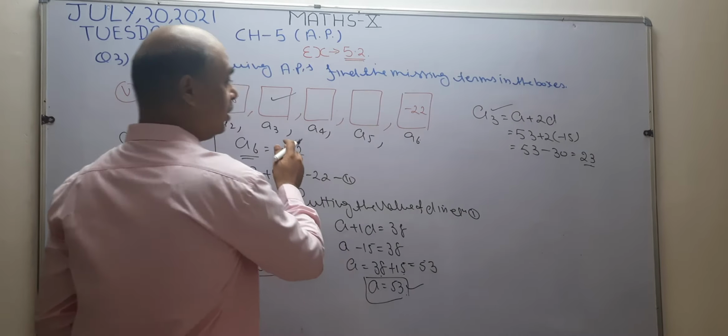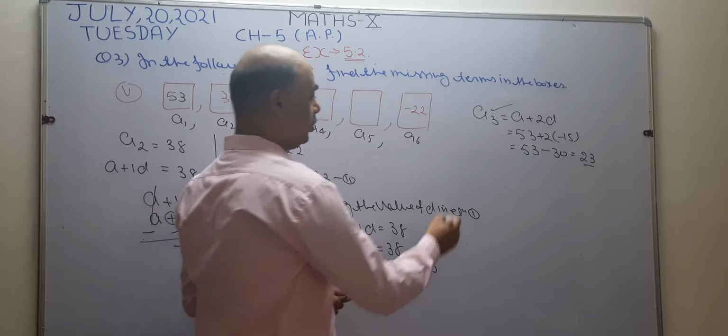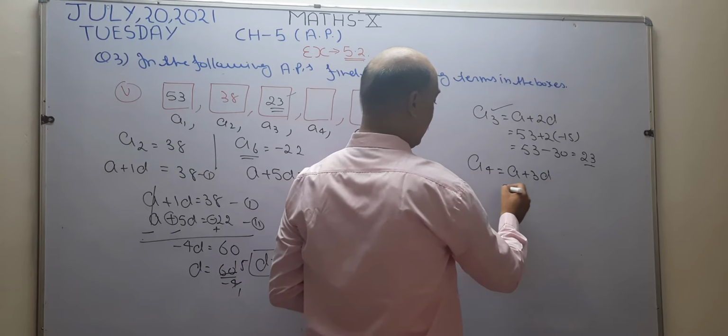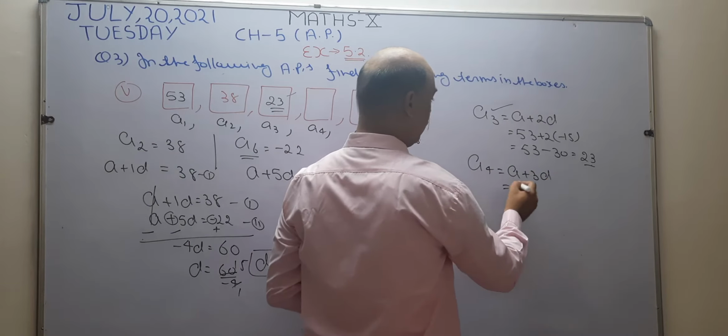Okay. After that I am going to check its fourth term. To find the fourth term, the formula is A plus 3D. The value of A is given as 53, 3 is given, and the value of D is again minus 15. So this becomes 53 plus 3 times minus 15. 3 fifteens are 45. 53 minus 45 is 8. So this becomes only 8. So the value of A4 becomes 8.